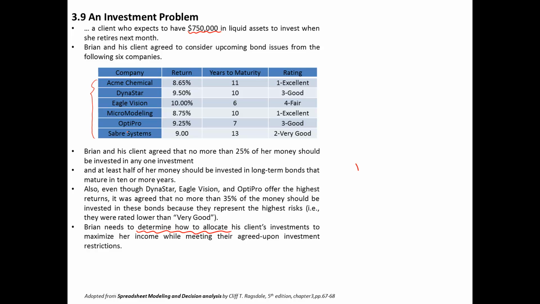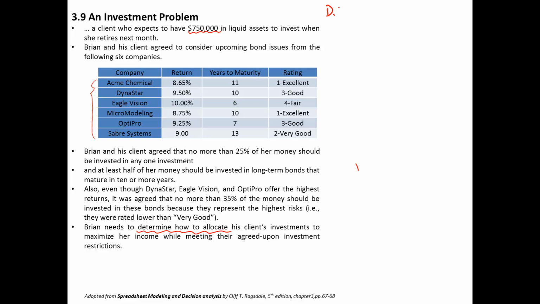Or how many percentage should be in A, D, E, M, O, S. Okay, and if we determine the percentage of the money allocated in each of those bond issues, then multiply this 750,000 will give us the amount of money that should be allocated in each bond. So either way works. And that gives us two ways of defining the decision variables. Okay, so we'll use the first way of definition.